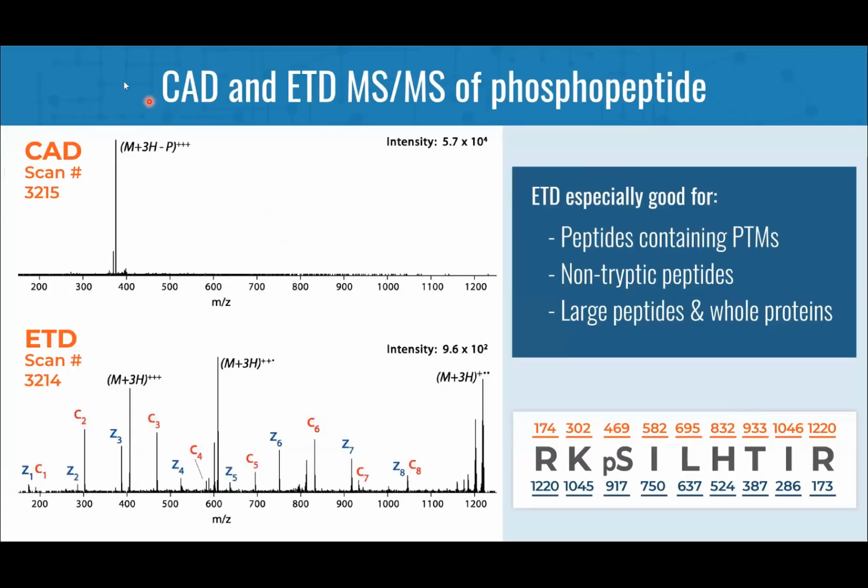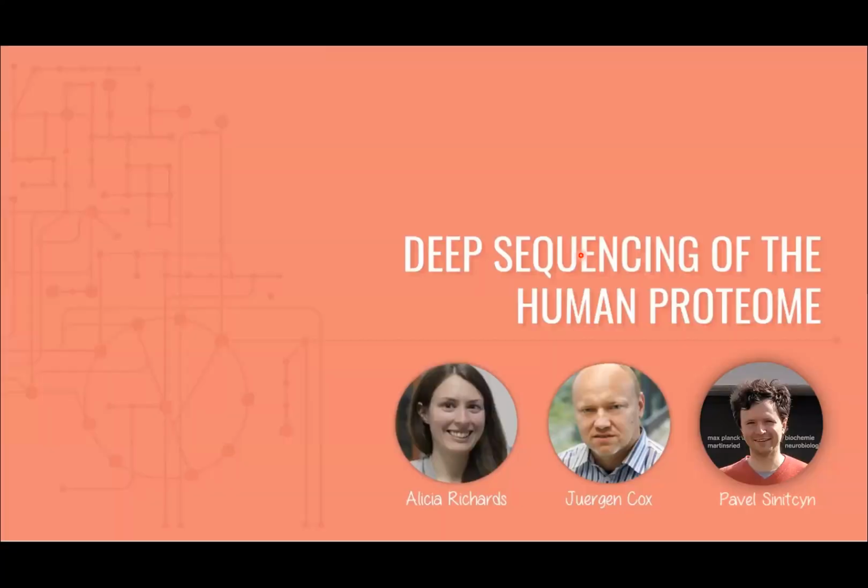So the reason we like these types of methods is that for certain types of peptides, things that have very labile modifications, things that are not tryptic peptides because they're either very large or they don't have basic residues on the end, or even whole proteins, the ETD technique can be very good for. Okay, so now I'm going to tell you enough with the tutorial stuff.